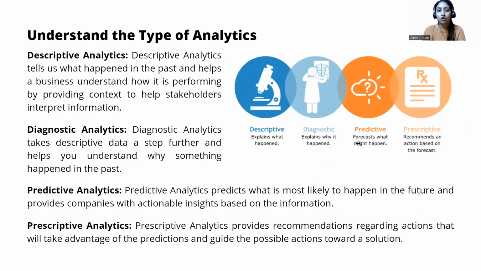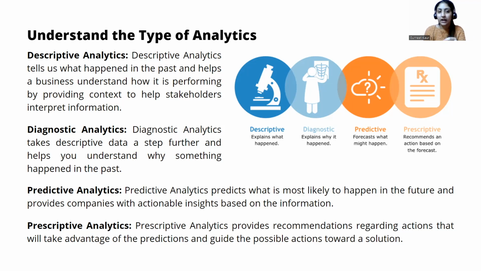Coming to our first concept, which is understanding the type of analytics. We have 4 types of analytics, right? Descriptive analytics, diagnostic analytics, predictive analytics, and prescriptive analytics. Descriptive analytics tells us what exactly happened in the past. So if we have data, descriptive analytics will find out what happened in the past history, right? It helps business understand how it's performing, and it provides context to help stakeholders interpret the information. So to summarize, descriptive analytics tells us exactly what happened in the past.